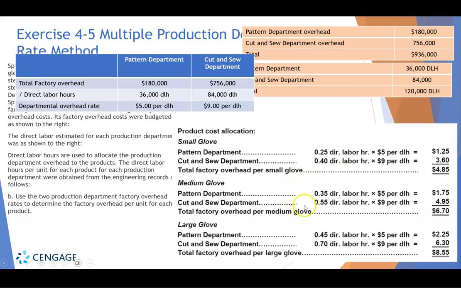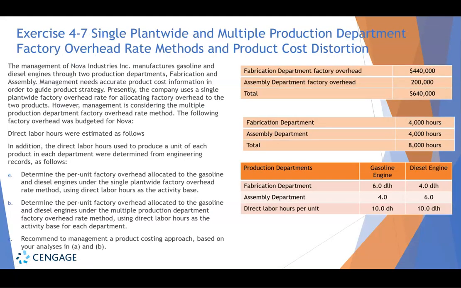We'll do the same thing with the medium glove and large glove, but it's going to be different based on the amount of time needed; the medium glove and the large glove are all different. So you see here, the factory overhead for a medium glove is at $6.70. The factory overhead for a large glove is sitting at $8.55 per product.